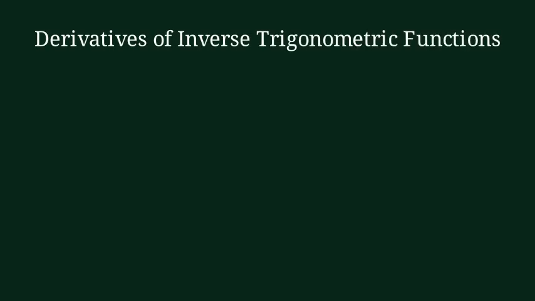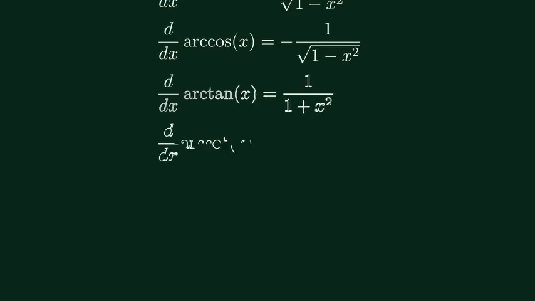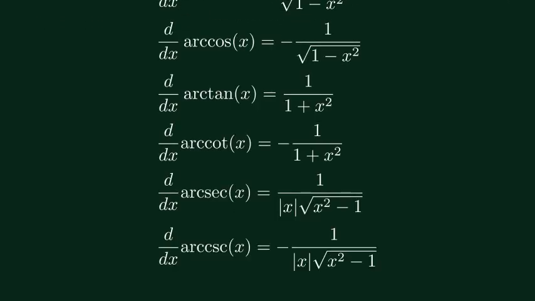Today we will learn how to differentiate inverse trigonometric functions and why the formulas look the way they do. First, remember what an inverse function means. If sine of theta equals x, then arcsine of x equals theta. This is doing math backwards. Here are the common derivative formulas. We will highlight the signs to help you remember them.